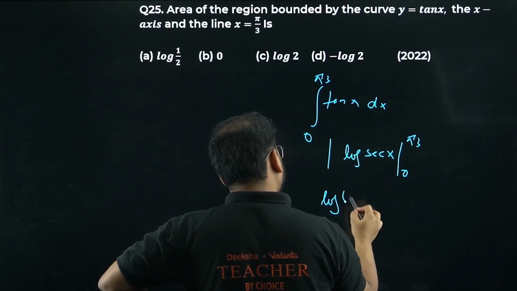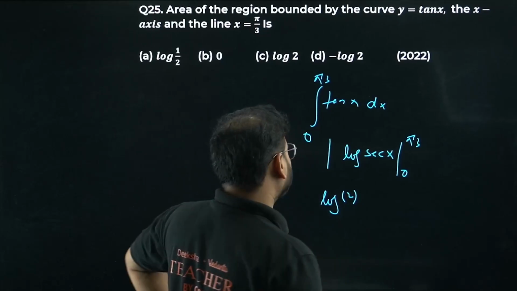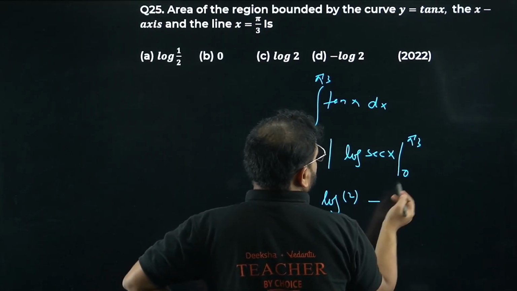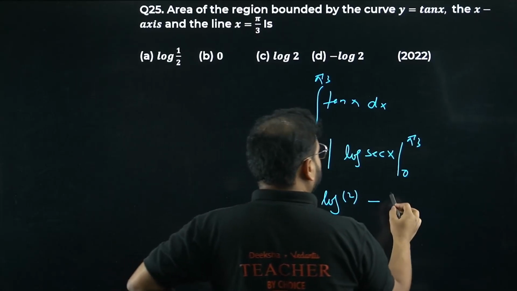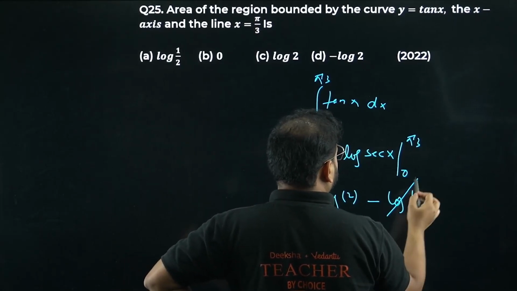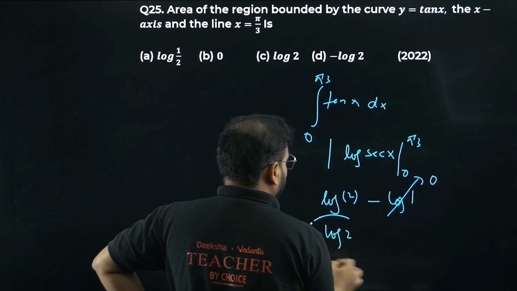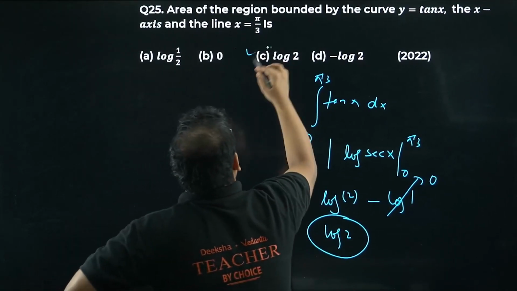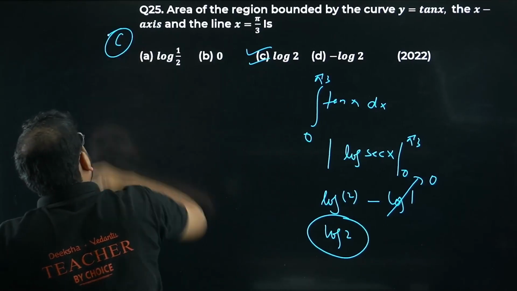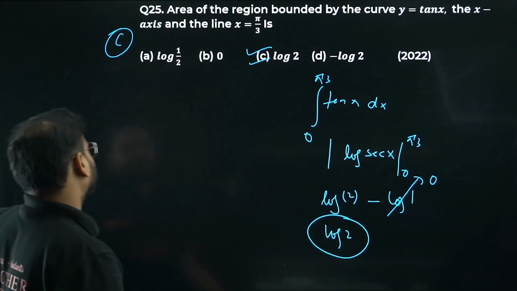How much is that? 2. Cos pi by 3 is 1 by 2, so sec will become 2 only. So log 2 minus log sec 0, which is nothing but 1, because cos 0 is 1, sec is also 1, so log of 1 will become 0. I have over here the answer as log 2. Log 1 is 0, right? So log 2 is the answer. Option C is correct. Integration of tan is log sec x, or minus log cos x, your choice.